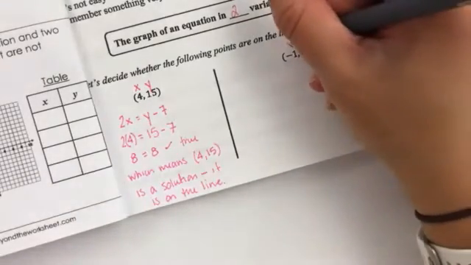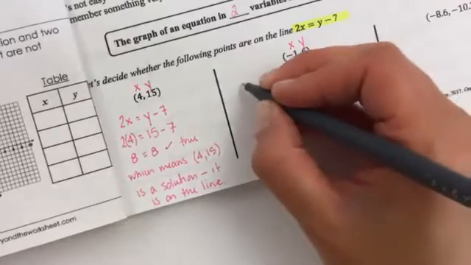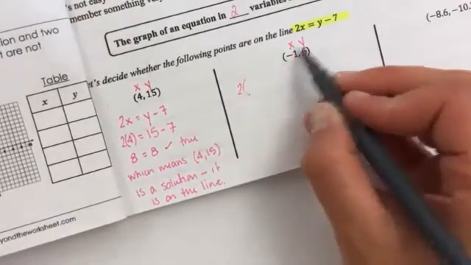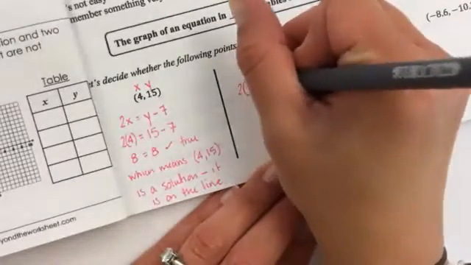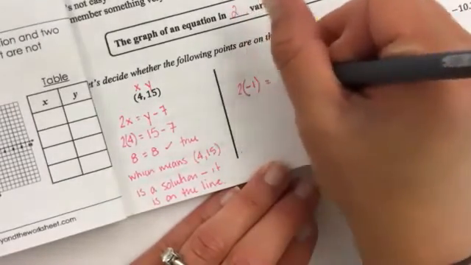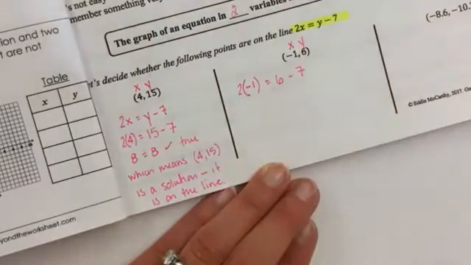Okay, so we're going to do the same thing with our next point. We're going to put it into the same equation. I really like to put my x and y above my ordered pair so I don't forget which one goes where. The -1 goes in for x. The 6 goes in for the y. And the rest of the equation stays the same.